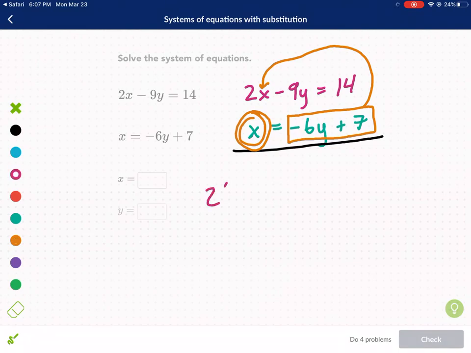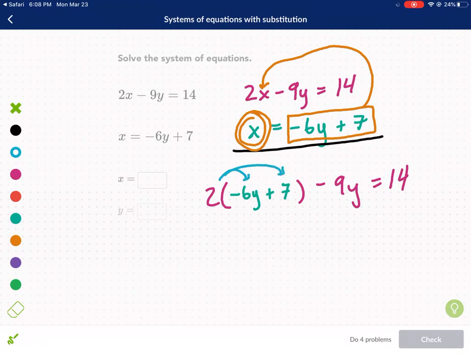Now I get to rewrite it. A big space here because that's where I'm plugging that in. Minus 9y equals 14. I'm just rewriting the first equation, but now I'm leaving out the x on purpose. Why? Because I'm putting in the equivalent value of x, which is negative 6y plus 7. What do I do from here? Well, I'm just going to do my normal operations. I'm going to distribute.